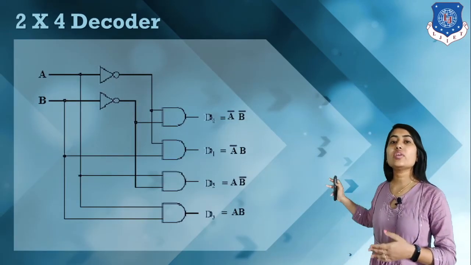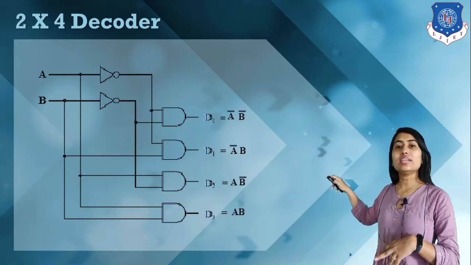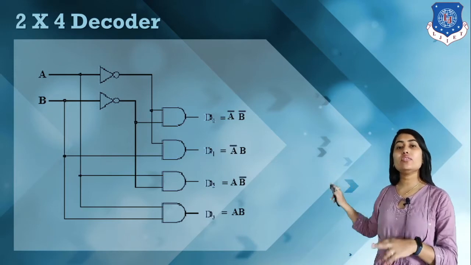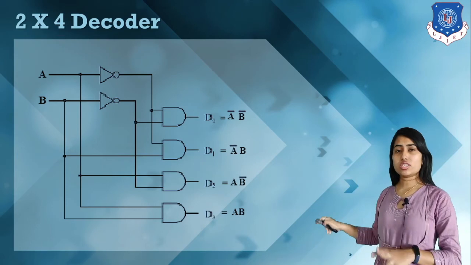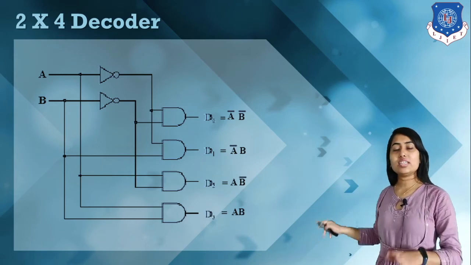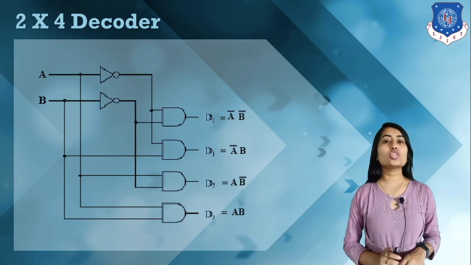And here we have Y0. For Y0 it is A dash B dash. For Y1 we have A dash B, Y2 is equal to AB dash, and Y3 is equal to AB. So this is our 2x4 decoder.